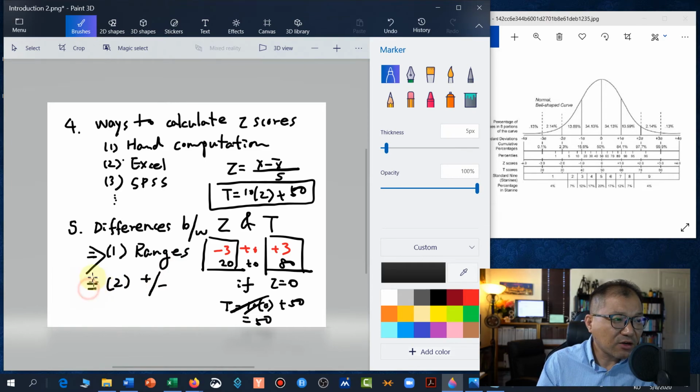What about the second one? Then you can see there are negative Z scores. That will give you some ideas. Once a Z score is negative, that means you are below the mean. When your Z score is a positive number, that means you are better than the mean, right?